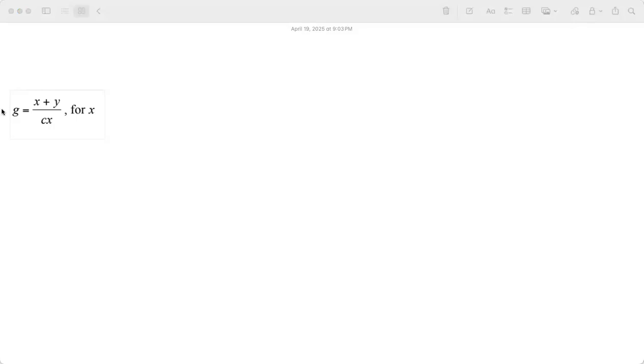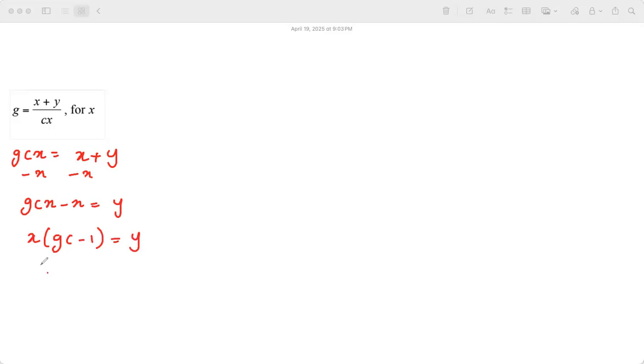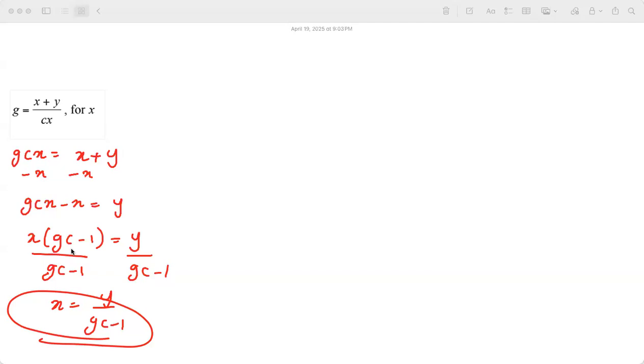Okay, go ahead. Now, for Anish, multiply by cx on both sides. Huh? Multiply by cx on both sides. Then subtract x. gcx minus x equal to y. Take x common. Now, solving for x means you have to divide by gc minus 1. So x will be equal to y by gc minus 1. That is what is solving for a literal. Okay, can I move on?